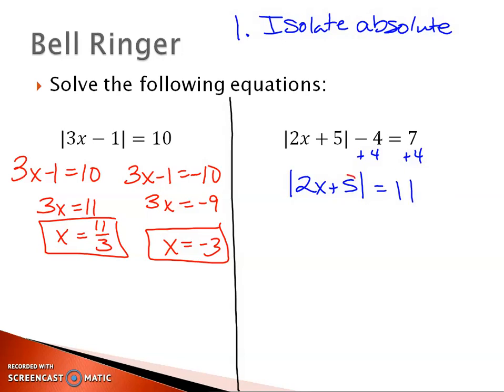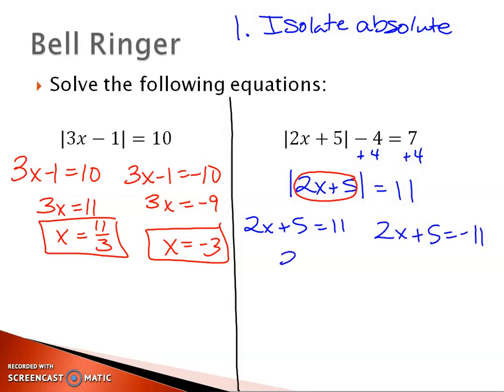Now, I can do the same thing. That 2x plus 5, well, what could go in there? There could be an 11 in there, and that would make that true. Or there could be a negative 11, and that would still make that statement true. So we're going to take that 2x plus 5, and I'm going to set 2x plus 5 equal to a positive 11, and I'm going to set 2x plus 5 equal to a negative 11.